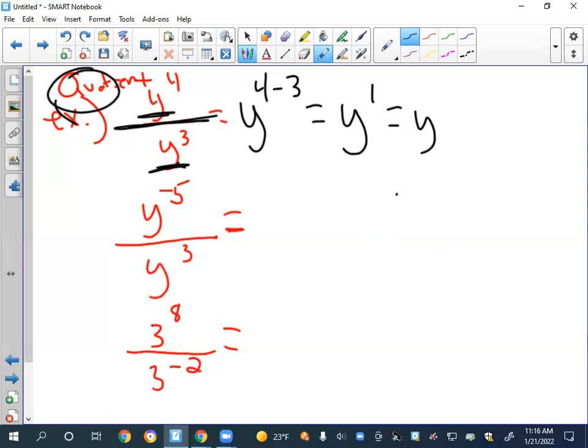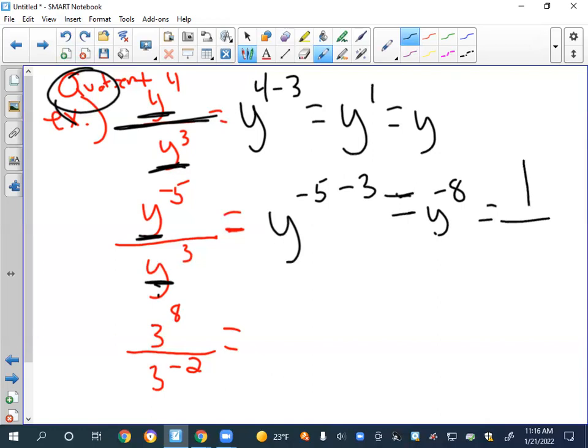Second problem, is it any different? Do we still subtract? Our base numbers are the same, we subtract. This is why I say write the numbers out. -5 and a -3 pops out a what? -8. Unless they specifically told us to leave it as the negative exponent, is that how we would write our final answer? We'd put it 1 over what? y to the 8th power.